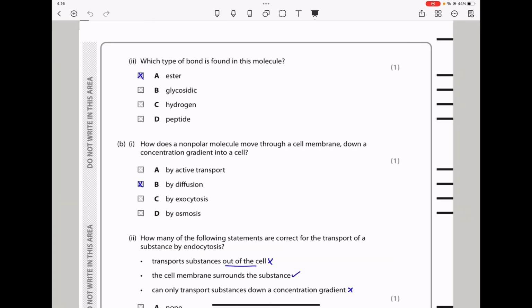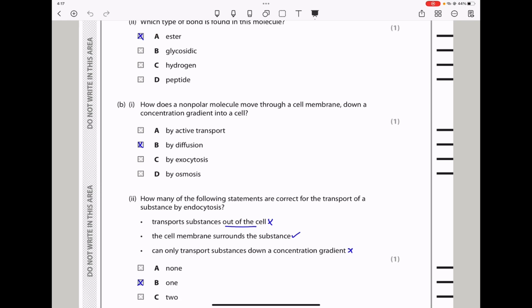Moving on. Here they say, which type of bond is found in this molecule? The molecule has an ester bond, so the answer should be A. Part B says, how does a nonpolar molecule move through a cell membrane down a concentration gradient in a cell? A nonpolar molecule will move through the cell membrane by diffusion, so the answer here should be a B.